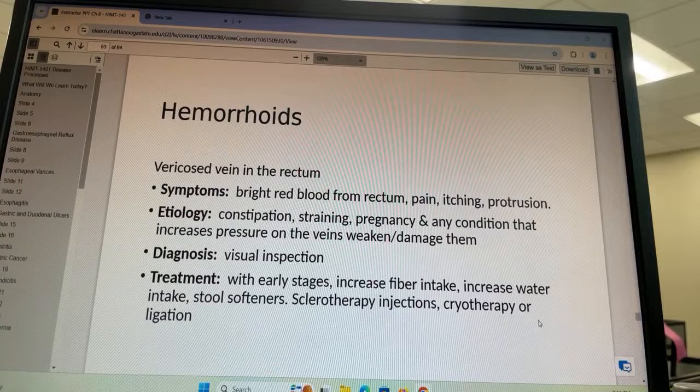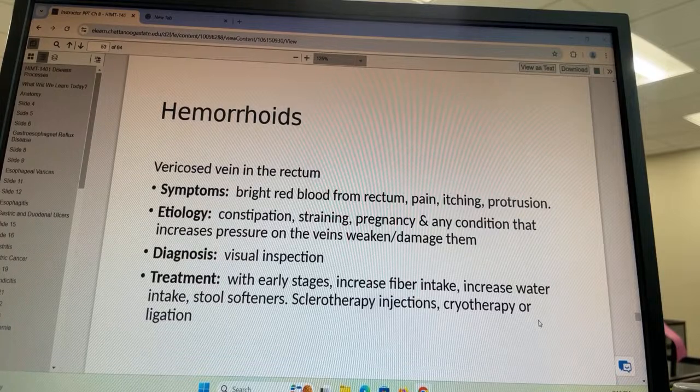Pain, obviously, especially if someone's constipated, it's very painful with these veins. It can be very itchy, and sometimes you can even see them protruding out. There are internal hemorrhoids and there are external ones. So sometimes they can pop out of the anus, other times they're going to be a little bit higher up in the rectum, so you can't see them.